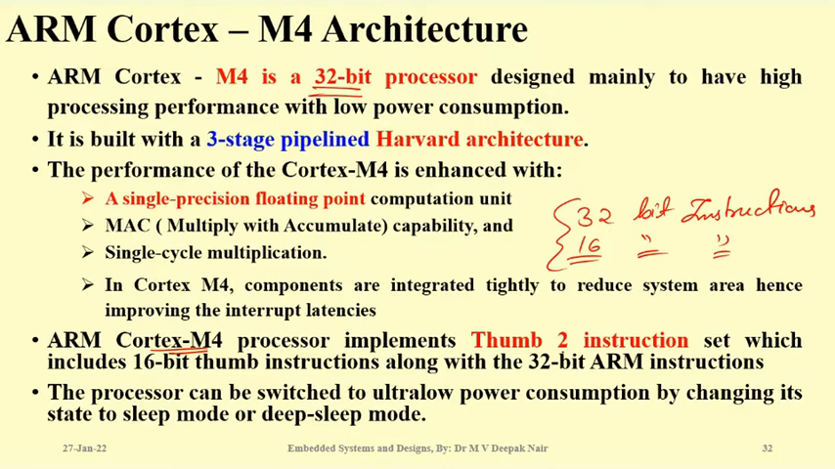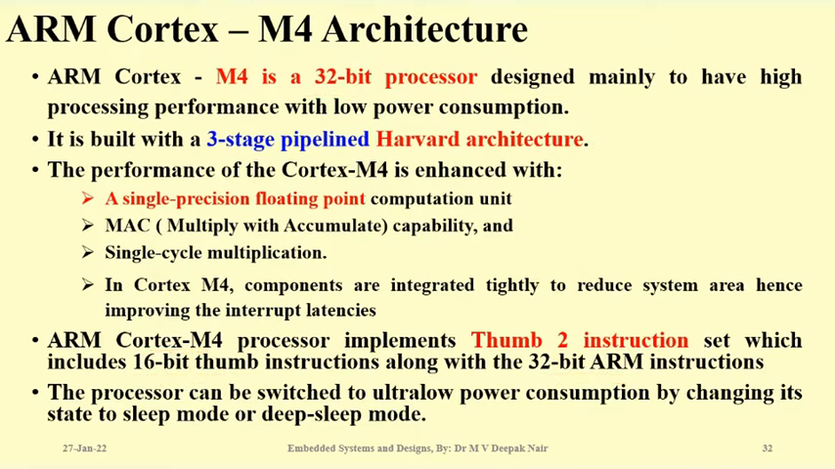We call them the Thumb-2 instruction set. So the instruction set the ARM Cortex M4 uses is the Thumb-2 instruction set, which includes both 16-bit Thumb instructions and 32-bit ARM instructions. Remember, this is very important: when we say ARM instructions, they are 32-bit instructions basically. But when we say Thumb instructions, because these will come to you again and again, Thumb instructions are 16-bit instructions. And it supports both 16-bit as well as 32-bit instructions.